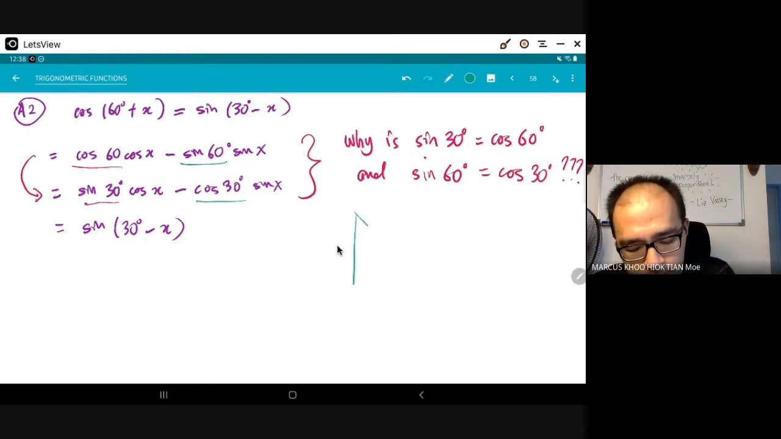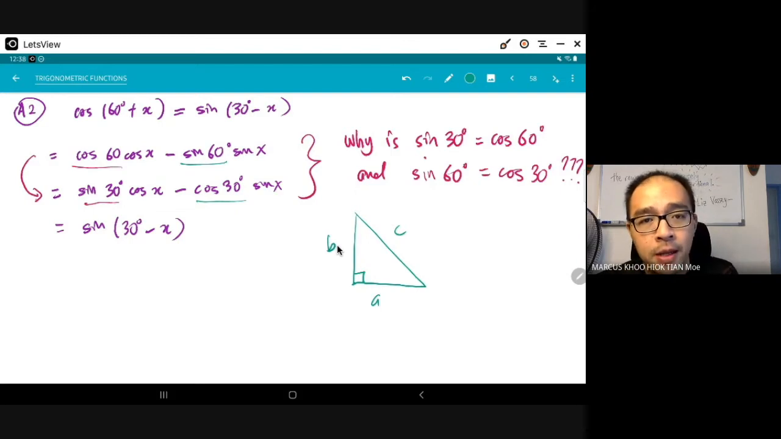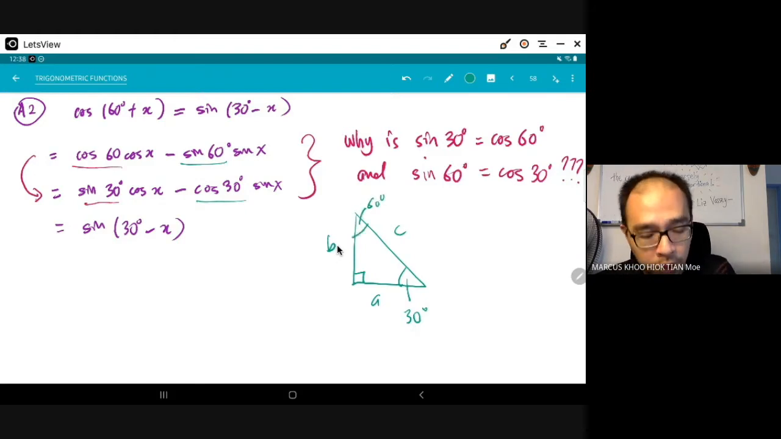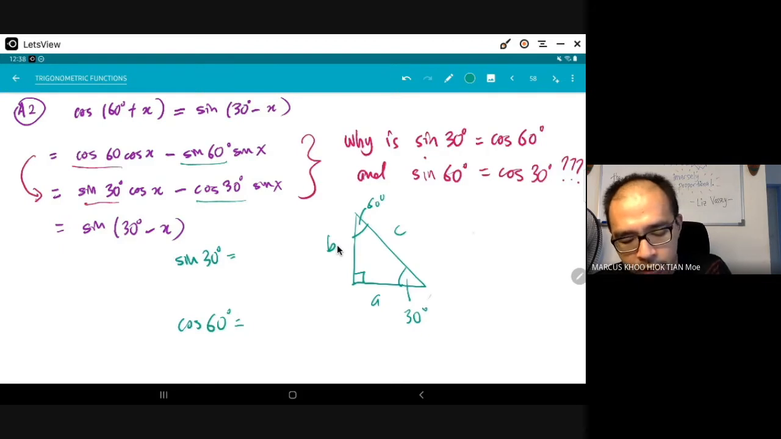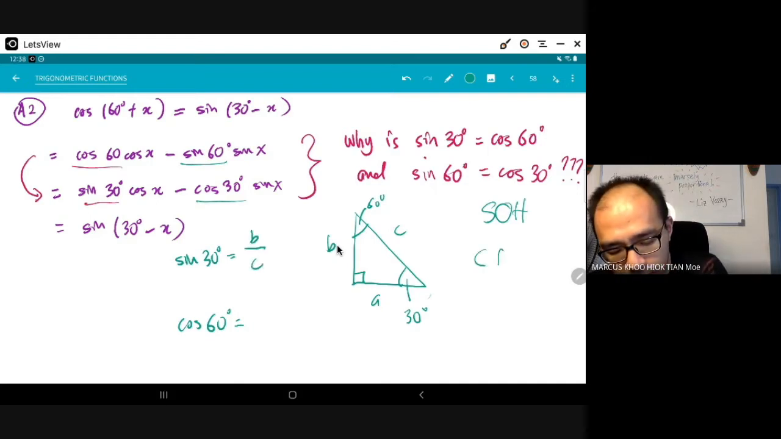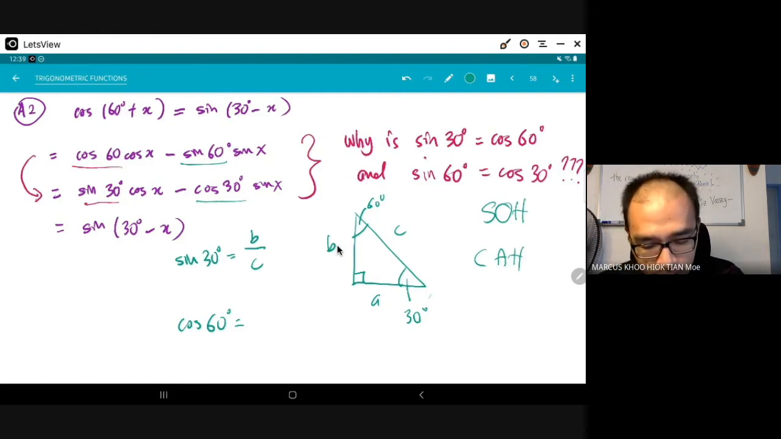We looked at the triangle, and we found that if this is a 90-degree angle, let's say we have A, B, and C. It doesn't matter what the numbers are. But if this is a 30-degree angle, naturally the last one will be a 60-degree angle. Let's look at sine 30 and cos 60. Sine 30 angle is here. Sine is opposite over hypotenuse, so it will be B over C. Cos 60 is adjacent over hypotenuse. Now adjacent to the 60 is also B over C.